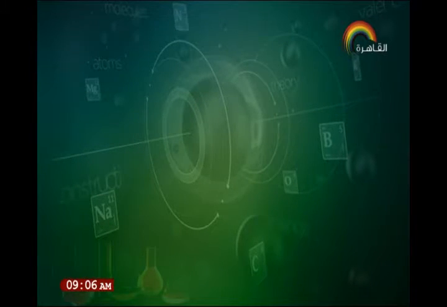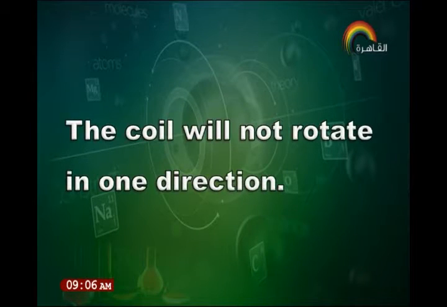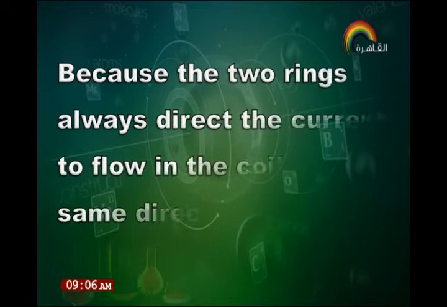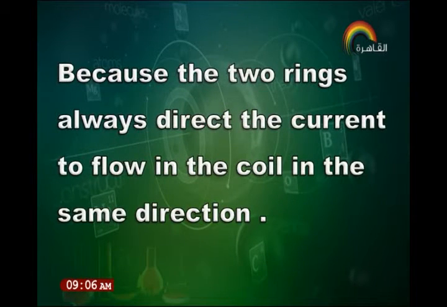As a matter of fact, we've got two rings, so the coil will not rotate in one direction. It reverses the direction of its rotation twice a cycle, because the two rings always direct the current to flow in the coil in the same direction.